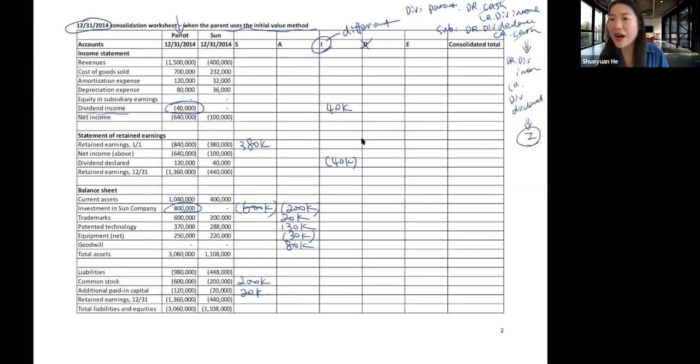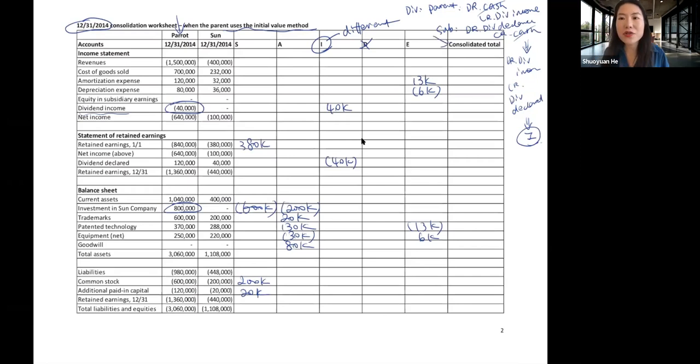And for consolidation entry E, we just do the same, with patented technology 13,000 and equipment 6,000. So all of the consolidation entries have been recorded, and the last step is to add up everything to reach a consolidated total number.